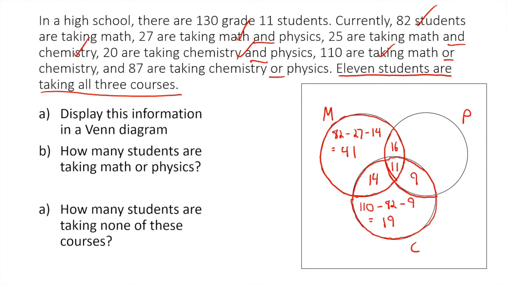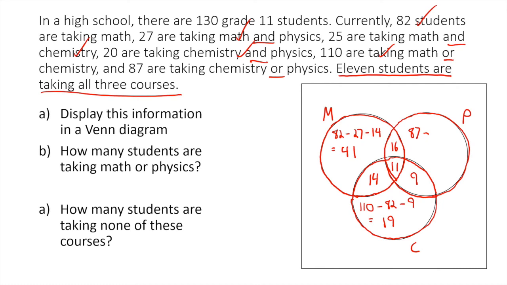And so the only piece of information we haven't used yet is that 87 students that take chemistry or physics. So now we're focusing on the area of the 2 circles that represent physics and chemistry. We've already filled out the other numbers, so now we can take the 87 students that take either or, and we can start to subtract the rest.